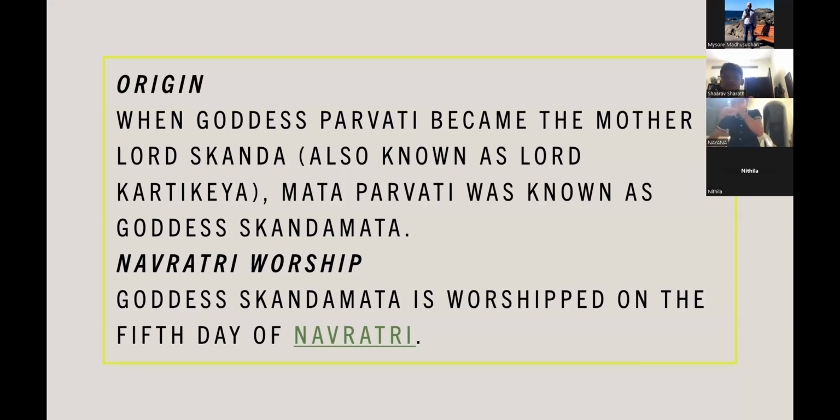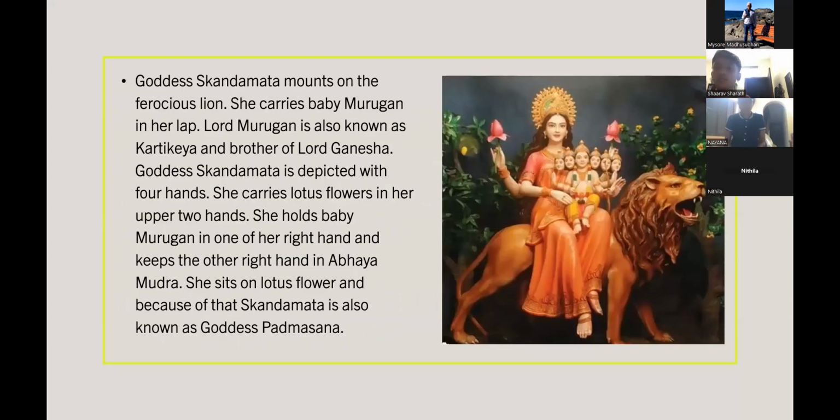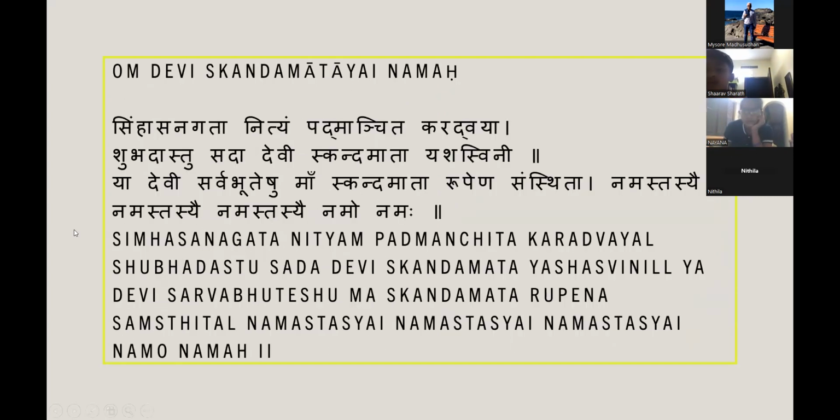Next slide. Her appearance: she is on a ferocious lion. She carries baby Murugan or Kartikeya, the brother of Lord Ganesha, on her lap. She is depicted with four hands, carries lotus flowers in her upper two hands, and holds baby Kartikeya in her right hand, and keeps the other right hand in Abhaya Mudra, which grants fearlessness. She sits on a lotus flower, and because of that, Skandamata is also known as goddess Padmasana. So this is how she looks, and this is what she wears.